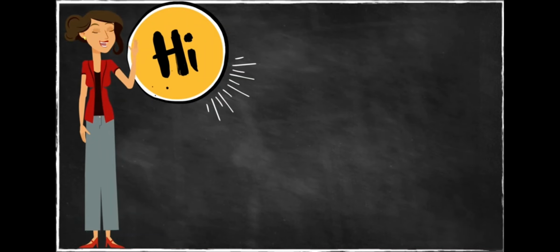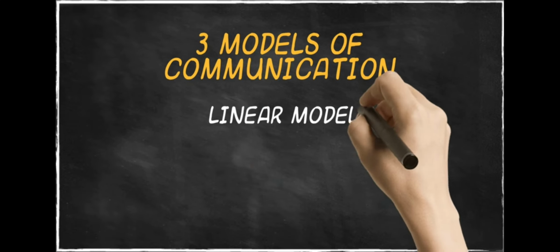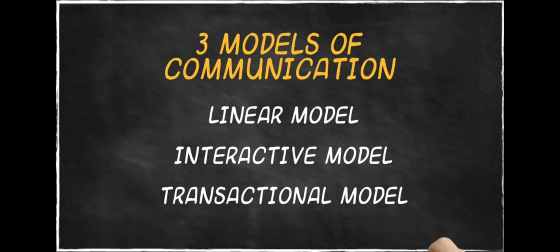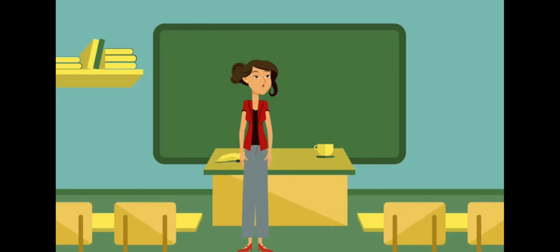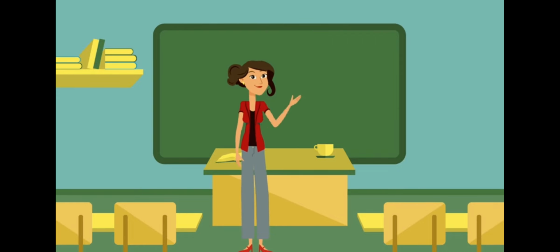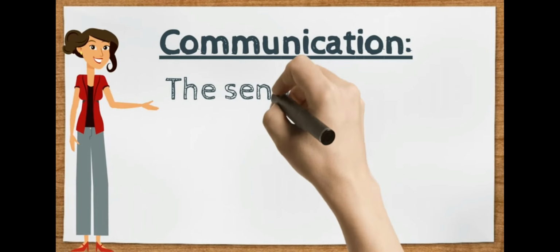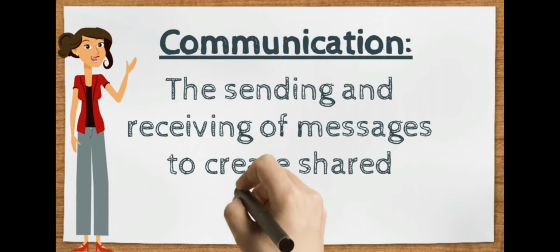this virtual lecture. Today, I will be breaking down the three models of communication: the linear model, the interactive model, and the transactional model. Let's get started. Before I explain how the communication models work, it is important for us to have a basic understanding of what communication is. Communication can be defined as the sending and receiving of messages to create shared meaning.